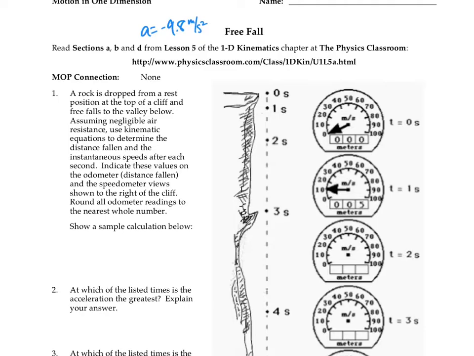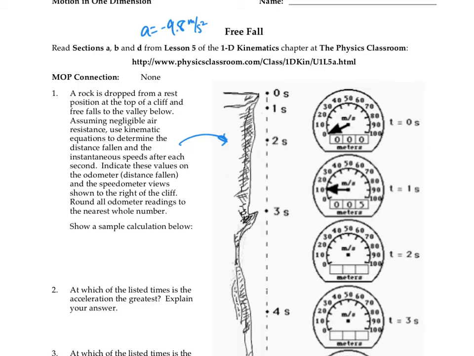A rock is dropped from a rest position at the top of a cliff and free falls to the valley below. Assuming negligible air resistance, which means I can ignore it, use kinematic equations to determine the distance fallen and instantaneous speeds after each second. Indicate these values on the odometer and the speedometer views shown to the right of the cliff. So I'm looking at this picture over here. Round all odometer readings to the nearest whole number.